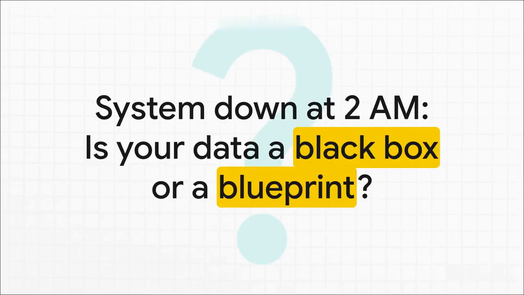So picture this, it's 2 a.m. A critical service goes down, and your on-call engineer is scrambling. In that moment, is your logging data a confusing black box, or is it a clear blueprint that points them exactly to the root cause? And that difference, right there, that's all about architecture.